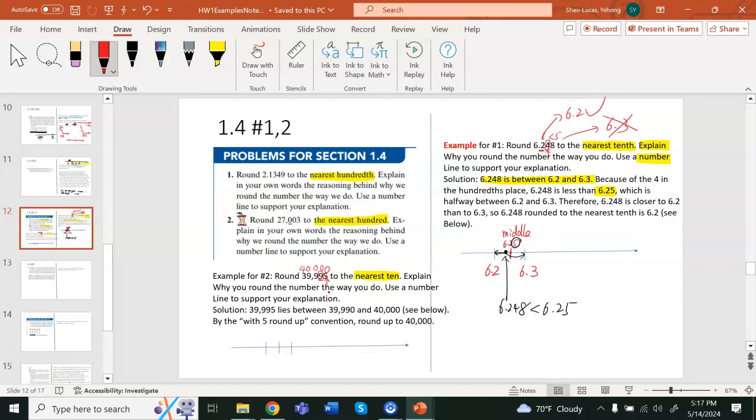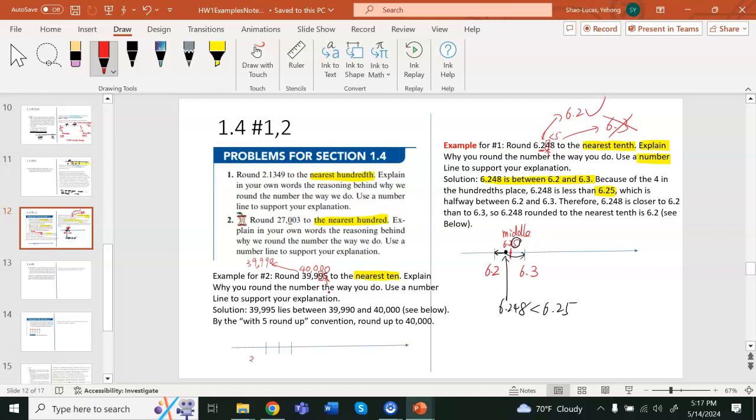And again, this is how we do it, but why did we do it this way? Why, when the number is 5 in the ones place, do we have to round up? So we're going to explain on the number line. First of all, if we round down, we're going to get 39,990. But in this case, actually, we have to round it up to get 40,000.